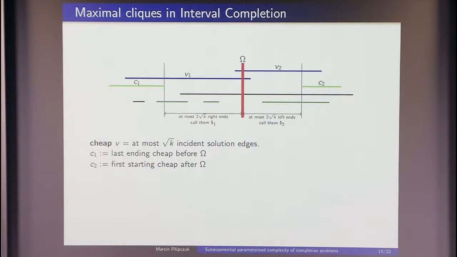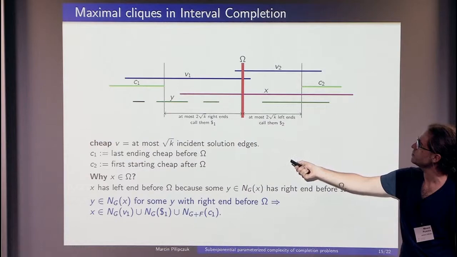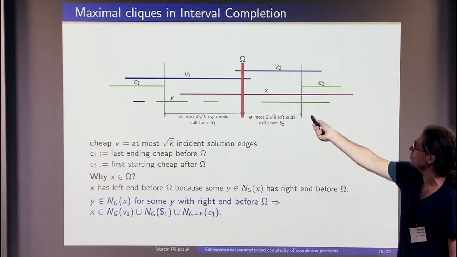And the observation is that if you look at this vertex X here, and he's in this maximal clique, I ask myself the question: why did I draw this interval in my optimum solution all the way up to the end? Why didn't I stop him here? I want to shorten this interval and stop him here. Why can't I do it? Well, because there's some edge that blocks me.